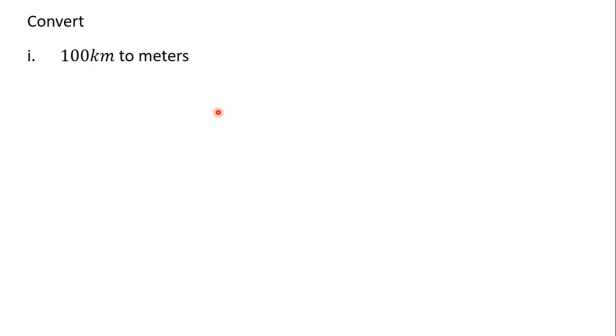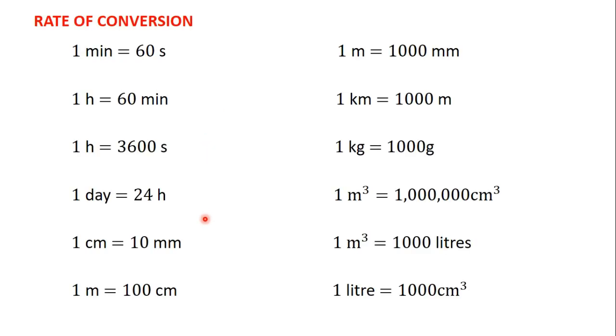In the previous video, we considered some rates of conversion. Because we are converting from kilometers to meters, you look through it and find the rate of conversion between kilometers and meters. The rate of conversion between kilometers and meters is 1 kilometer is equal to 1000 meters. So that means that this is the rate of conversion we are going to use. We are converting from kilometers to meters, so we will pick the rate of conversion between kilometers and meters. And that rate is 1 kilometer is equal to 1000 meters.